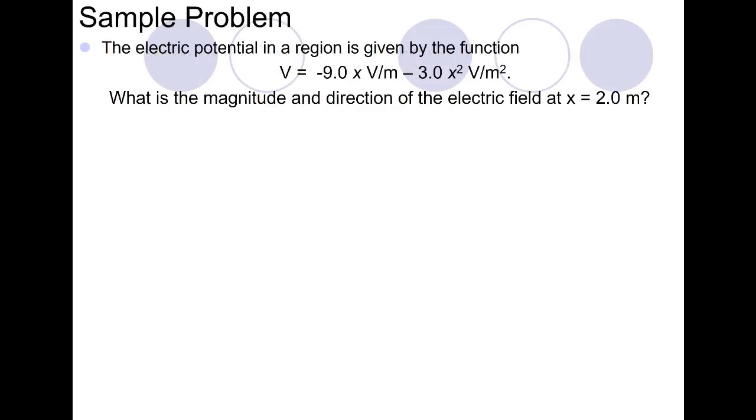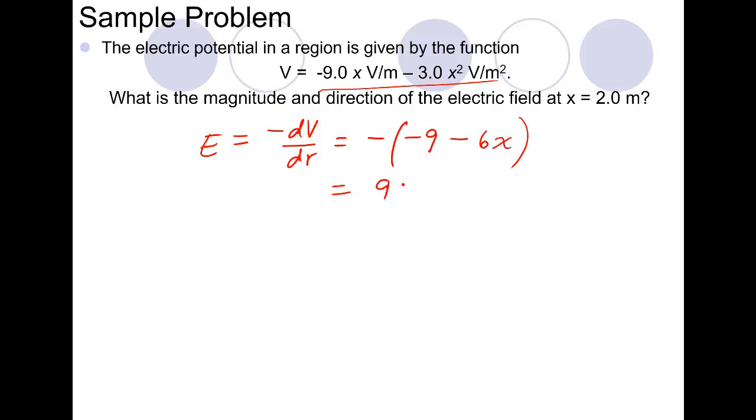Okay, so here's an example of how to deal with this. Okay, so here's a one-dimensional case. We have electric potential, and we want the electric field. Okay, so remember, E is negative dV/dr. So it's negative, and then we take the derivative of V, which is going to be negative 9, and then we have minus 6x. I'm leaving units out.